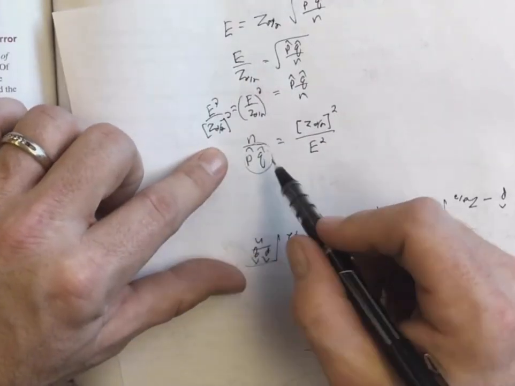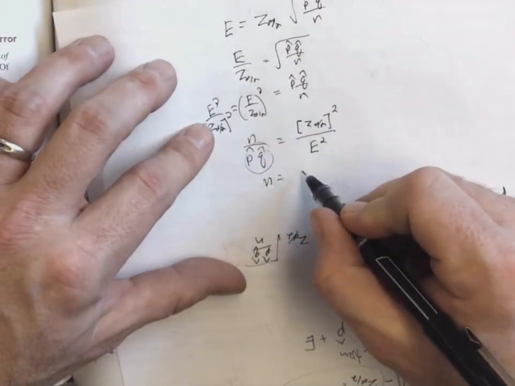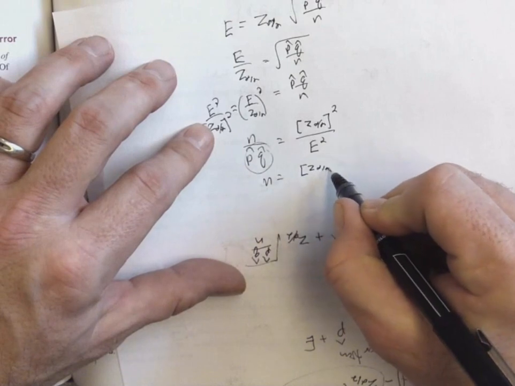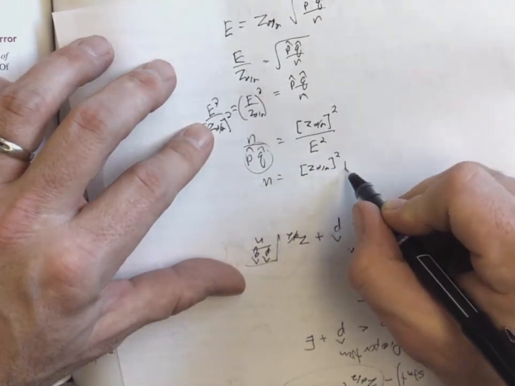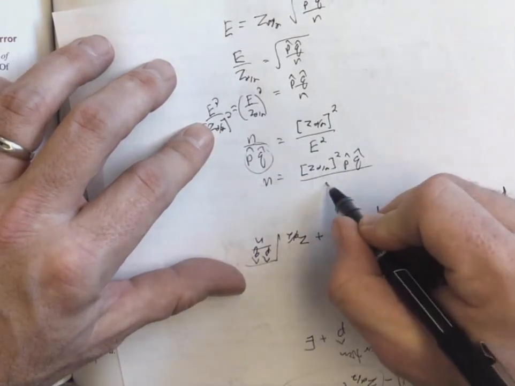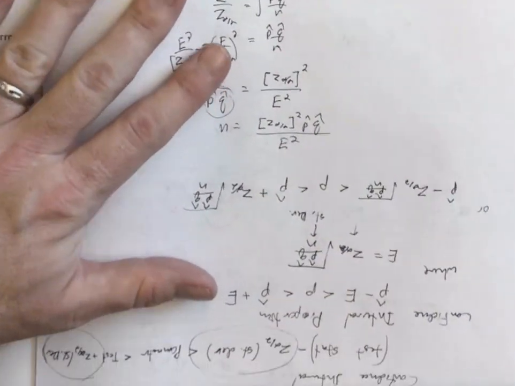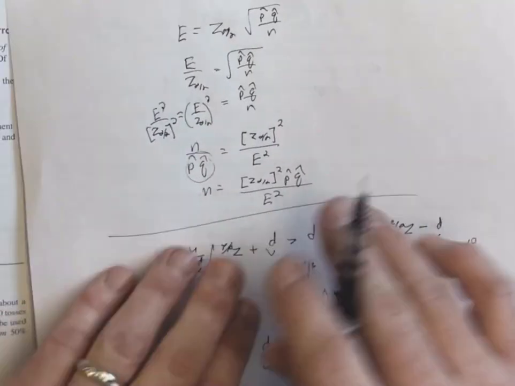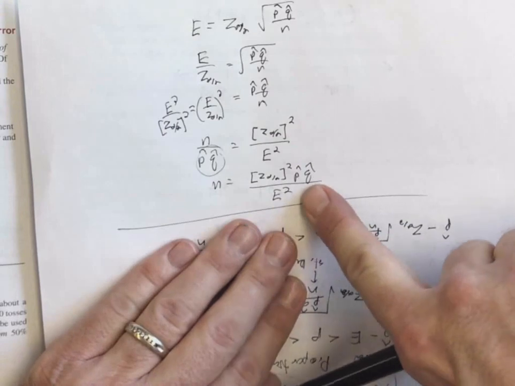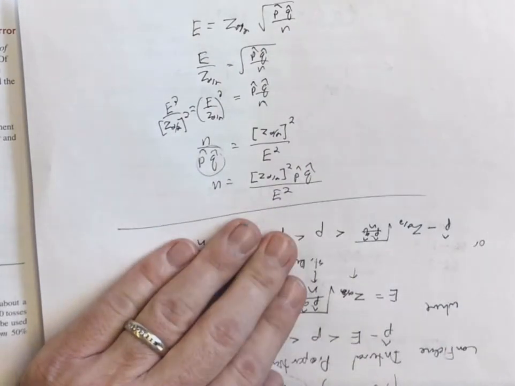And then finally, to solve for n, I have to send that up to the numerator. So n is going to be equal to this z alpha over 2 squared times p hat times q hat all over e squared. So this formula right here, the formula for sample size, is just your error formula solved for n, okay?